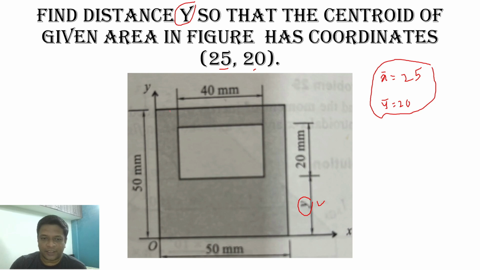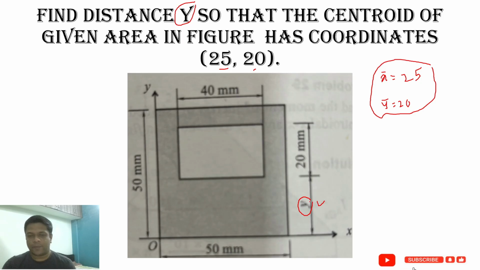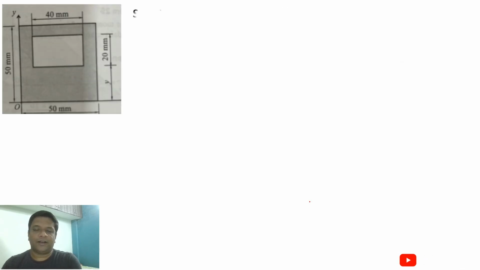So this object consists of a square of 50 by 50 length, and a rectangle is cut from this square whose base is equal to 40 mm and height is 20 mm. Only this y distance is unknown. So the method will be the same. We'll start with step 1 where we find the centroidal point and areas of the respective shapes.